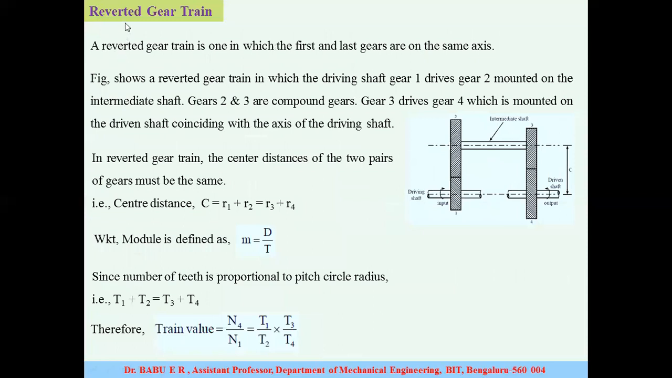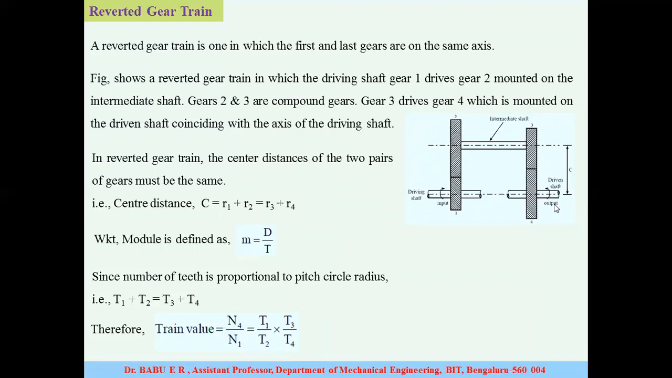The one more is the reverted gear train. A reverted gear train is one in which the first and last gears are on the same axis. You can take an example of this. We have a combination of gears. This is gear 1, which is mounted on the driving shaft, and it is connected to one more gear. This is the second gear. Again, this is the third gear. The second and third gears are mounted on the same shaft, so 2 and 3 become a compound gear train. Again, 3 is connected to 4, and 4 is mounted on the driven shaft.